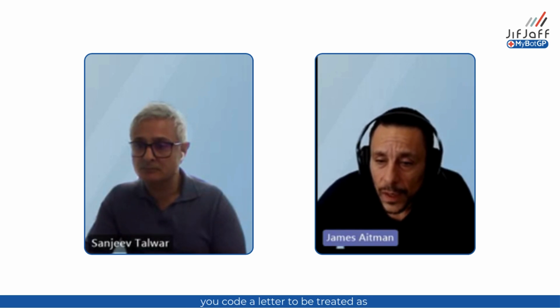If you code a letter to be treated as ENT, but in the text of the letter the writer said, I will be making a referral to oncology, how does MyBotGP know if this letter is an ENT letter or an oncology letter? And what does it do if it can't decide? Really good question. That's why we like the questions. This is very specific from the ground. Sanj, over to you. Thank you.